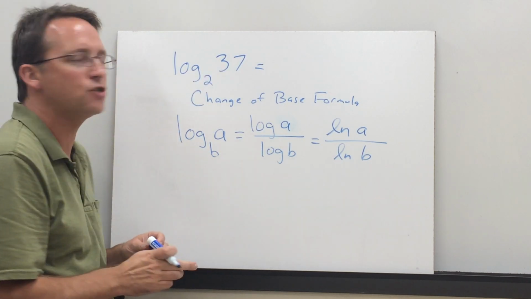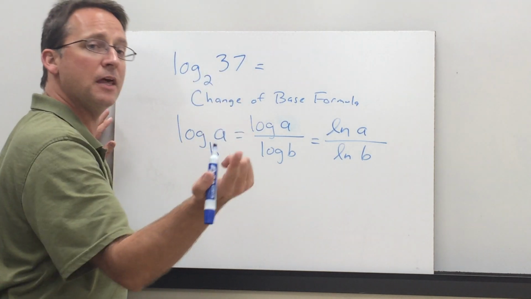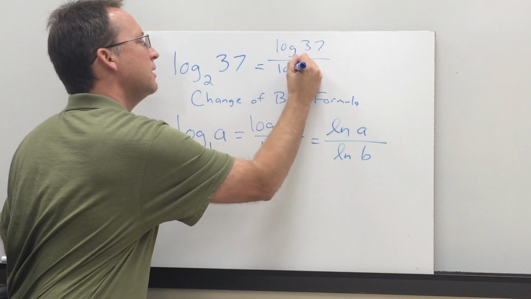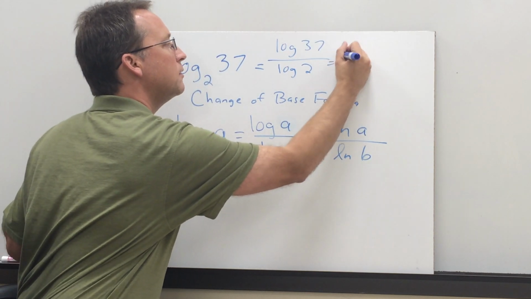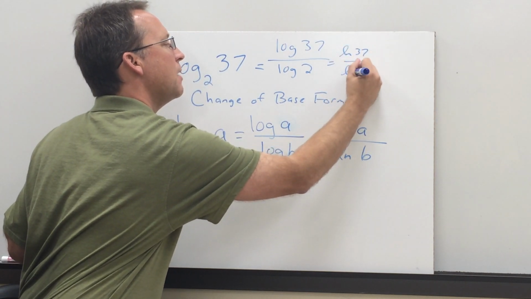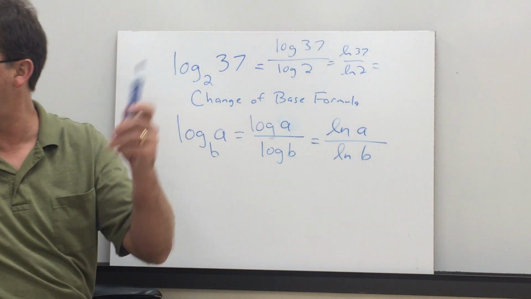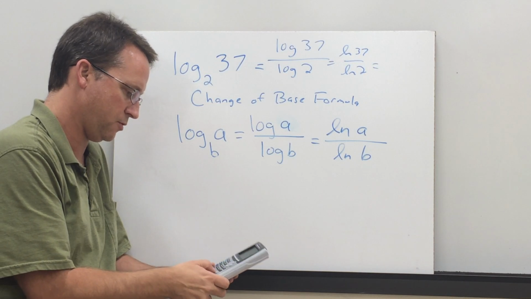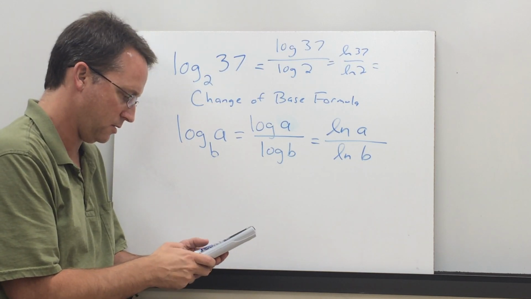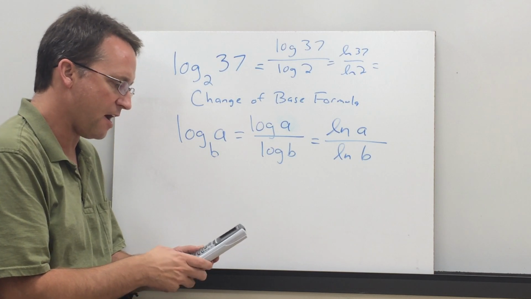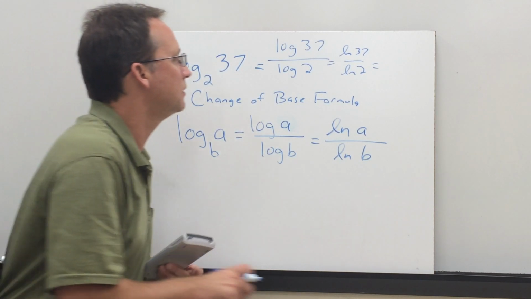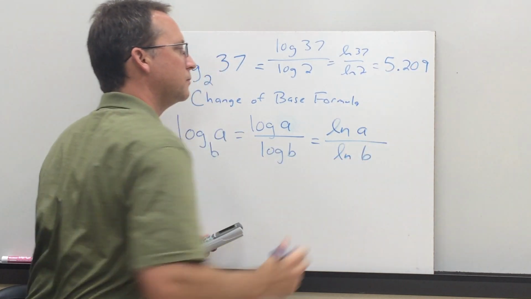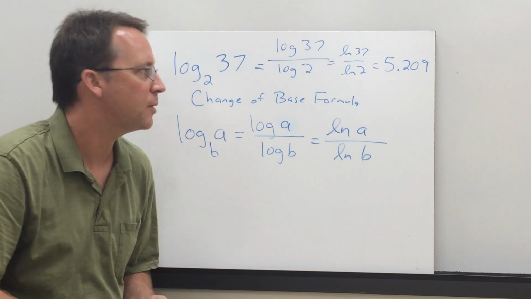If I want to do the log base 2 of 37, I can do that in my calculator by making this log of 37 divided by log of 2. Or the ln of 37 divided by the ln of 2. And then I type that into my calculator. I've got log 37, parentheses, divided by log 2, parentheses, 5.209 for my decimal. And a little bit more than 5 is kind of what I expected there.